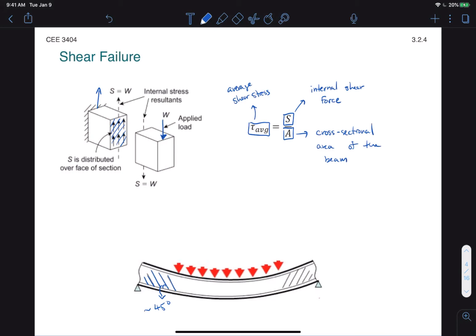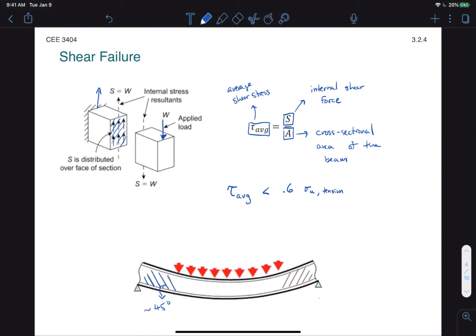Now, there are no published standard values for shear strength like with tensile and yield strength. Instead, it is common for it to be estimated as 60% of the ultimate tensile strength. So when designing, you ensure that your maximum average shear stresses are less than 0.6 times your ultimate tensile strength.